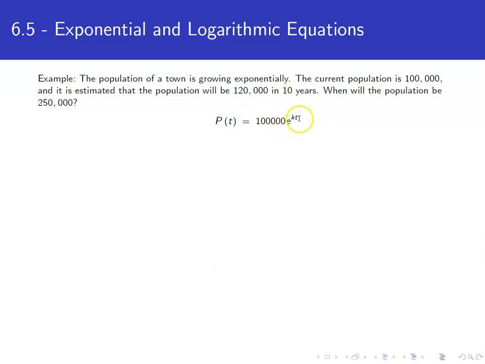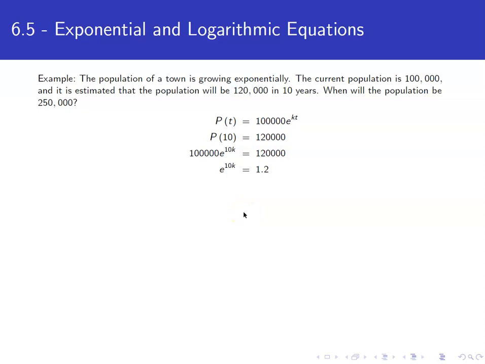So e to a constant times t. Usually we write an exponential growth as an e to a power idea. We know that when we plug in 10, we're supposed to get out 120,000 because it tells us the population in 10 years will be 120,000. That tells us that 100,000 e to the 10k, because we're putting 10 in for t, has to be 120,000.